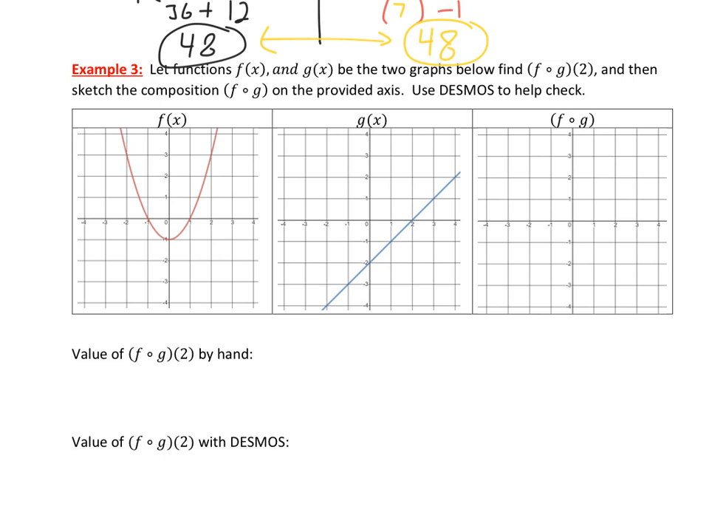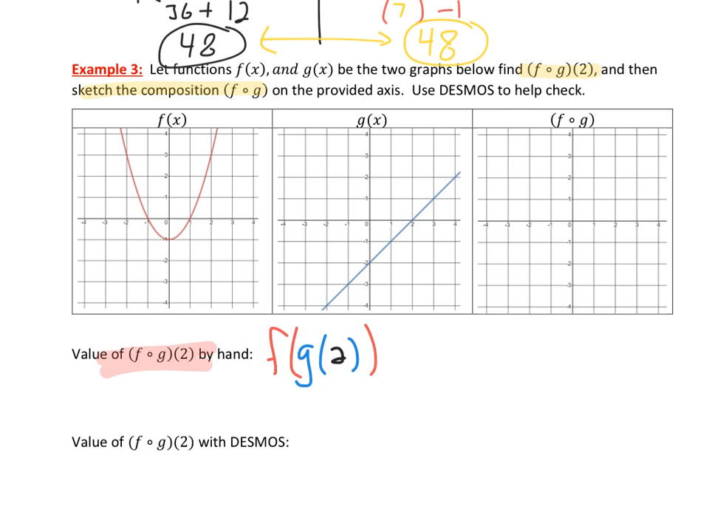Okay, example 3 here. So in example 3, we have the functions f of x and g of x graphed below. We're supposed to find the value of f of g of 2. And then we're going to sketch the composition. We're going to use Desmos to help us with that. So in order to actually do this, I'm going to first go through and find f of g of 2 by hand. And to do that, you just simply look at what f of g of 2 means. So f of g of 2 means f of g of 2.